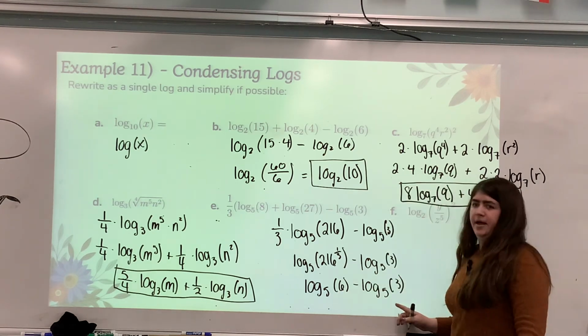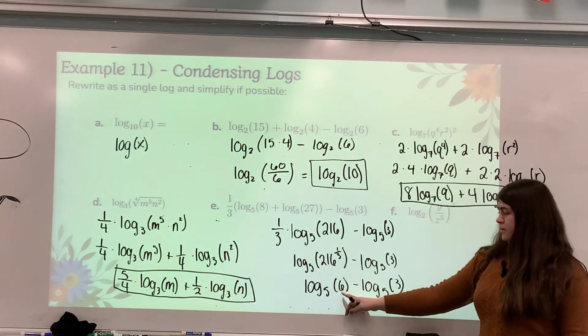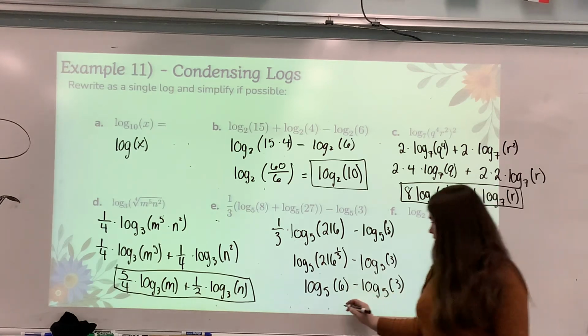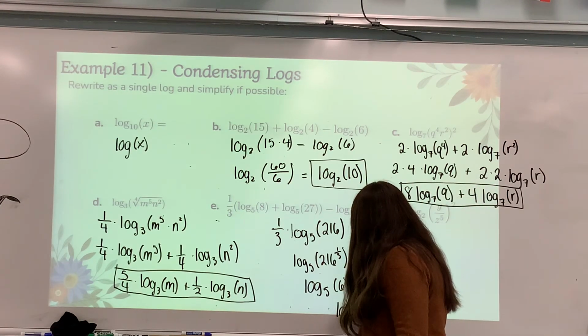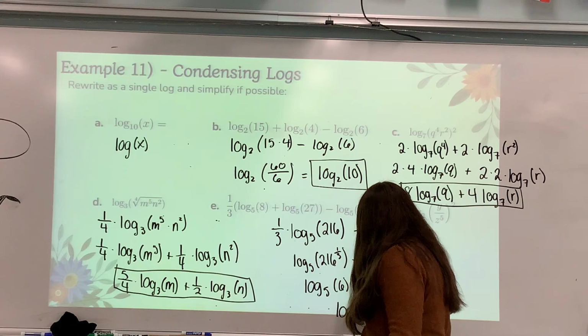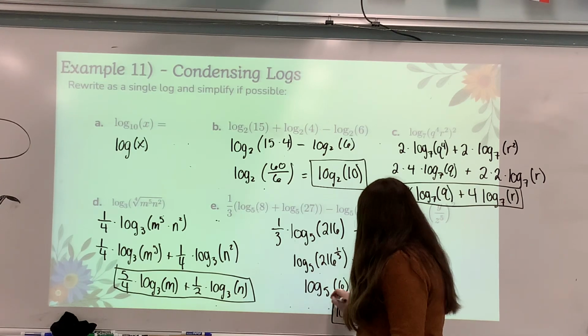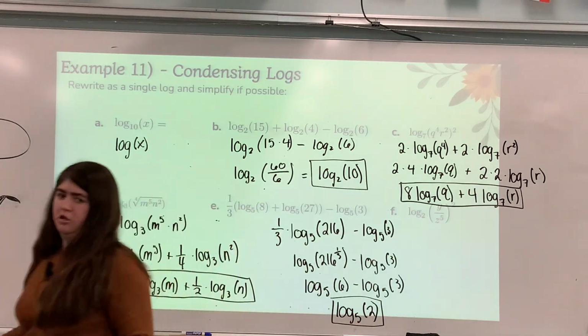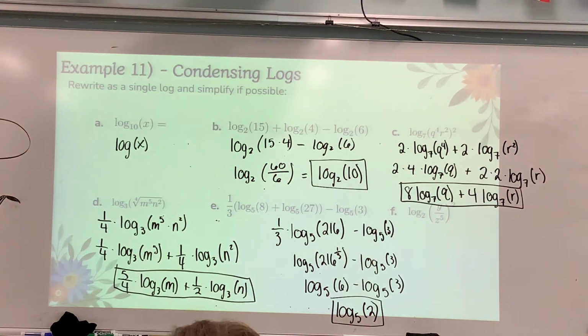Can this simplify? 6 divided by 3 gives us log base 5 of 2 as our most simplified version, because 6 divided by 3 is 2. That was satisfying. It all simplifies down to log base 5 of 2.